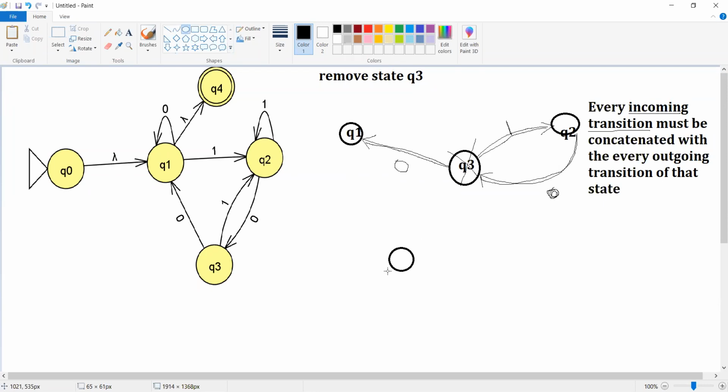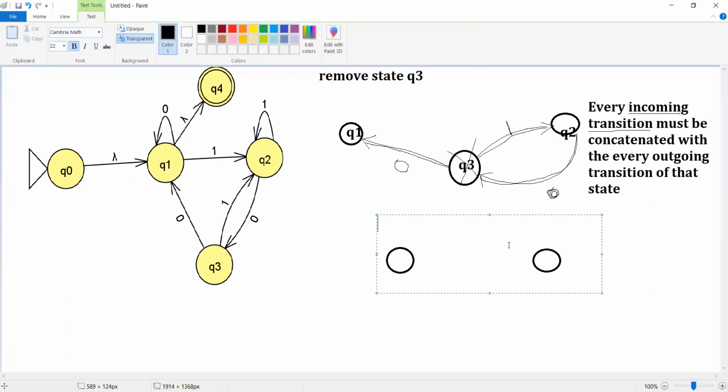So Q1 will remain and Q2 will remain. And what about Q3? Q3 will be gone. Why? Because we are going to remove that node, right? So that's the reason. So this one will be Q1 and this one will be Q2.